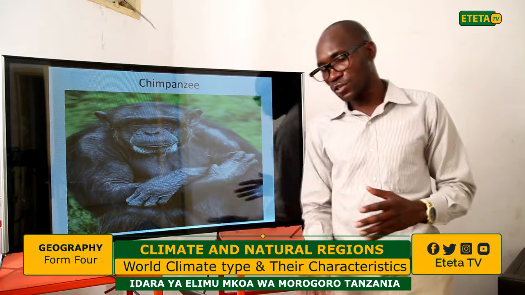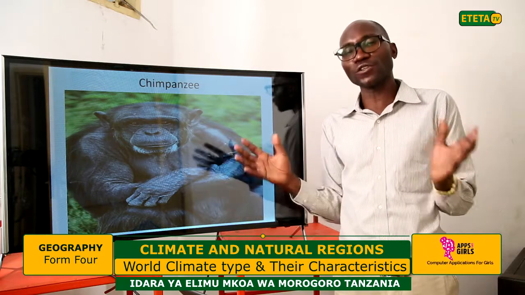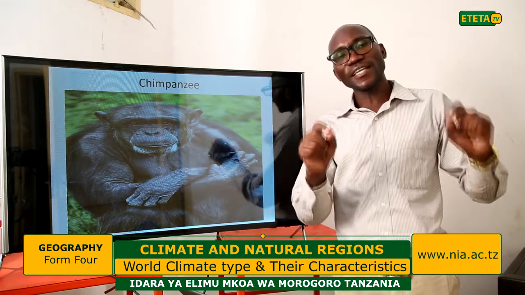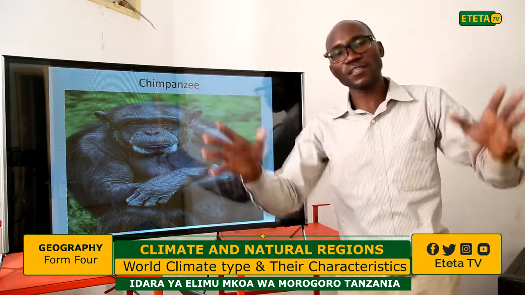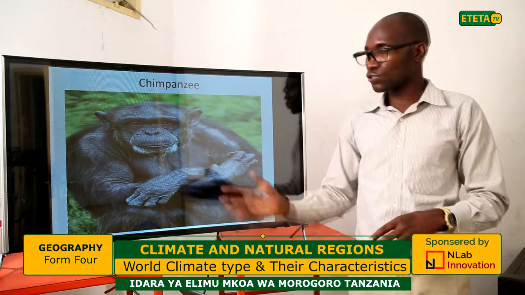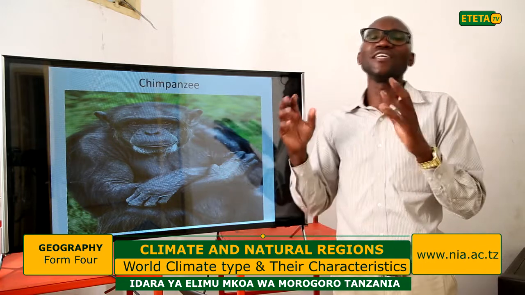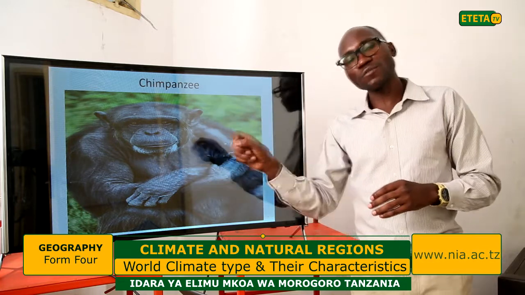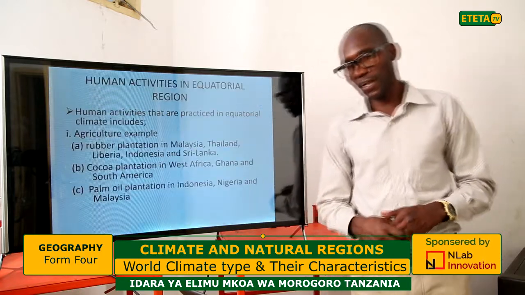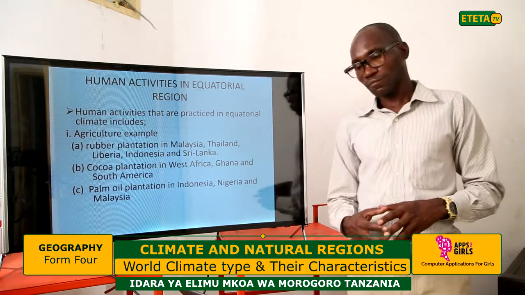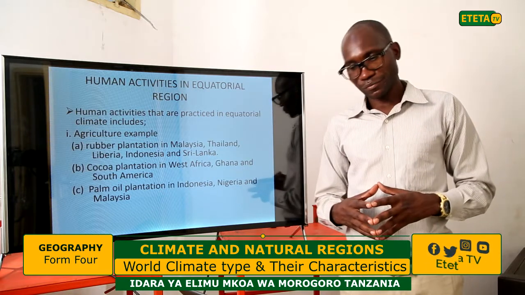Why are these animals not staying in other parts? It means this area is very conducive for the animals to stay, because the area is concentrated by thick forest, and these animals hide themselves in that forest. That's why they are seen there. You can't see these chimpanzees and gorillas anywhere, even in the scrubs. They are not found there, but you can see them in the areas where there is a large amount of forest.